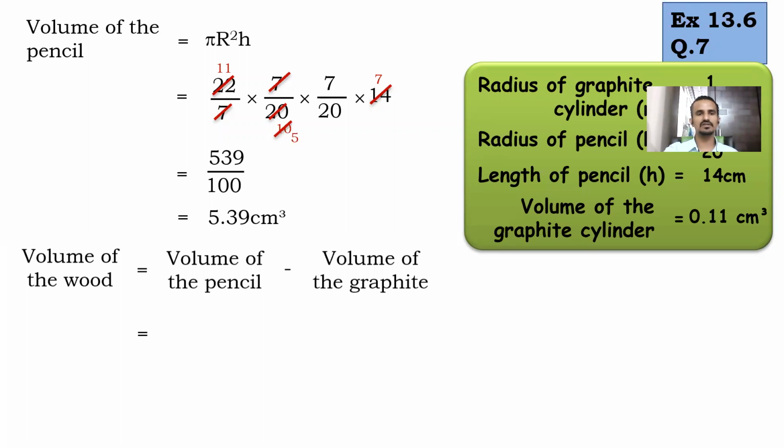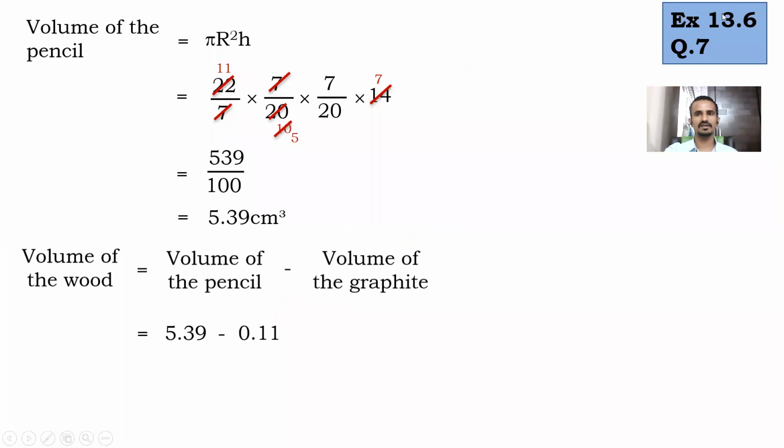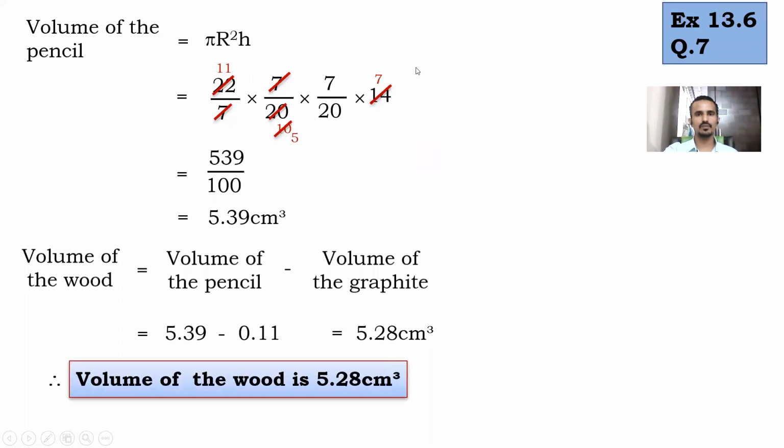Okay, just put both the numbers. 5.39 minus 0.11. A very simple subtraction here. Okay, 5.39 minus 0.11, we get 5.28 centimeter cube. Okay, write down the final answer now. Volume of the wood is 5.28 centimeter cube.